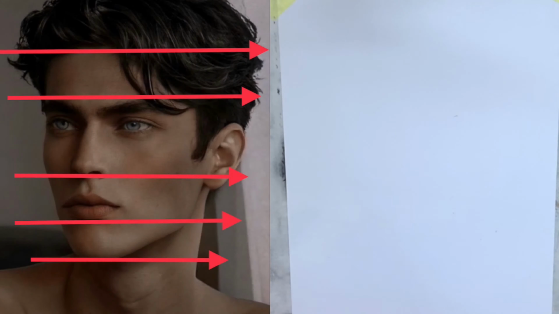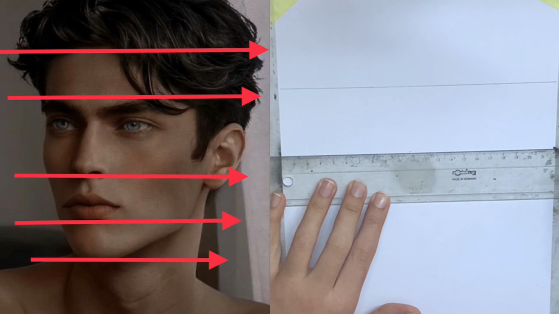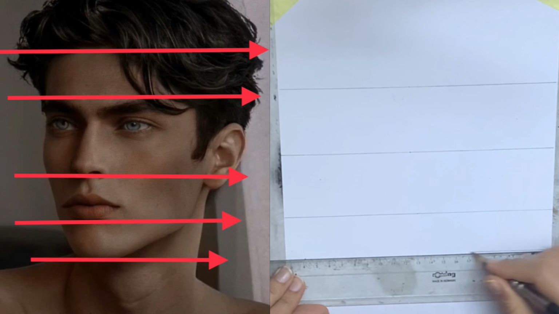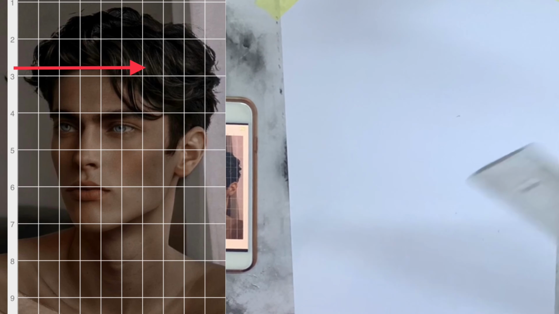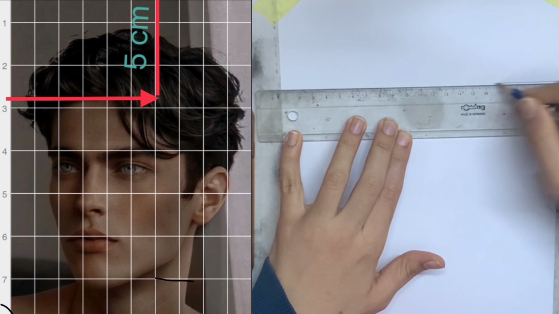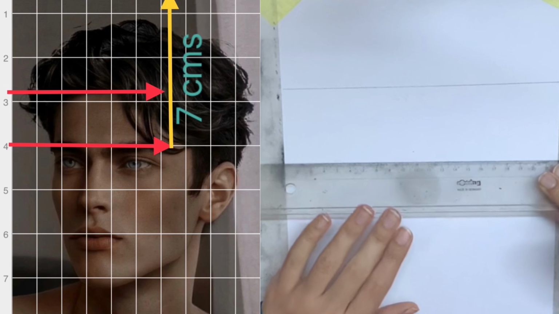I draw 5 lines for the hair, eyebrows, nose, lips, and the chin. The hairline is at grid 3, so measure 5 centimeters and draw the line. The eyebrows line is at grid 4, so measure about 7 centimeters.